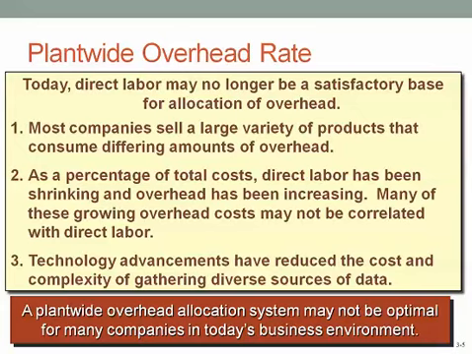One, most companies sell a large variety of products that consume different amounts of overhead, as we mentioned with Apple, and so our allocation of overhead across products becomes much more important. Second, as a percentage of our total cost, direct labor has been shrinking over time as we become more and more automated. And as we become more and more automated, our overhead costs have been increasing. And a lot of these costs aren't directly correlated with direct labor. And then finally, as we already mentioned, technology advancements today have reduced the cost and complexity of gathering accounting information.